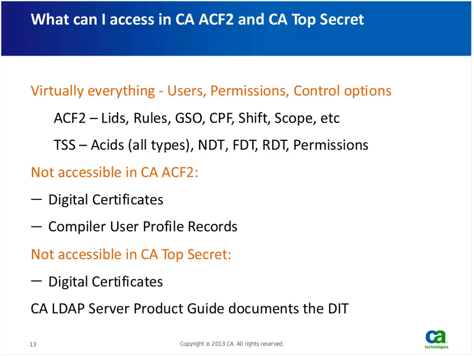All other types of objects in ACF2 and Top Secret are fully searchable and maintainable, so you can add them, modify, or delete. The LDAP server product guide documents the directory information tree and all the objects and attributes that they're made up of and how they interrelate, in order to build the appropriate search, add, modify, or delete operands and issue them to ACF2 and Top Secret.